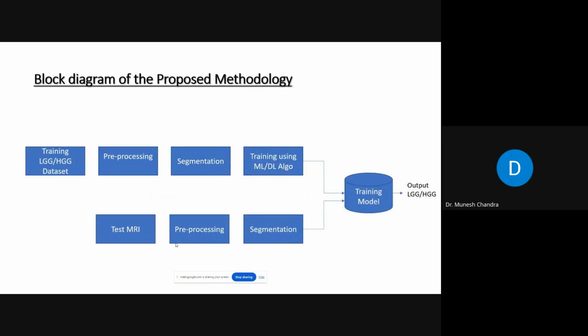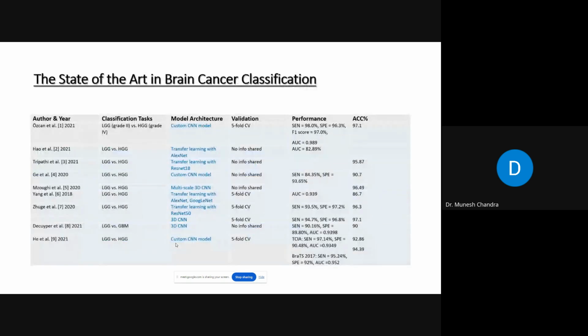So this is the block diagram of the proposed methodology. First, we will train our CNN algorithm or SVM algorithm depending on the size of data. First, we will train our algorithm on the low-grade glioma and high-grade glioma data sets, so that the model will learn when it is high grade and when it is low grade. Then we will take the image, do the pre-processing, segmentation, and then we will apply the model and get the exact output.